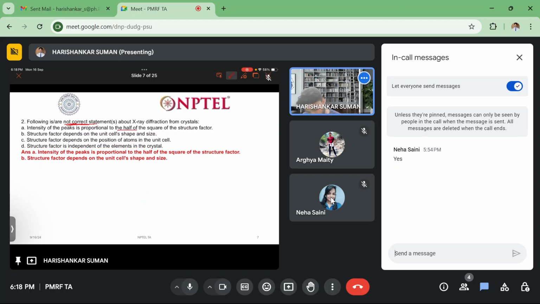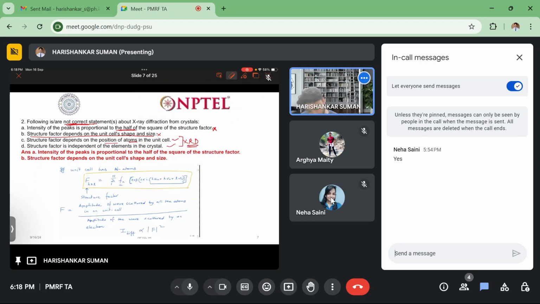So these are the options. We need the false statement about XRD, X-ray diffraction. Structure factor depends on the unit cell shape and size. This is also not the right option. Okay, this is correct for the XRD: it depends on the position of the atom in the unit cell. Structure factor depends on the element in the crystal also.